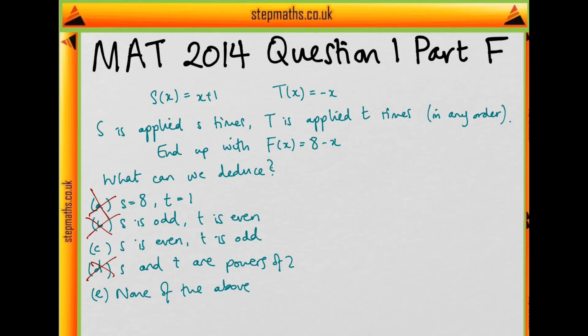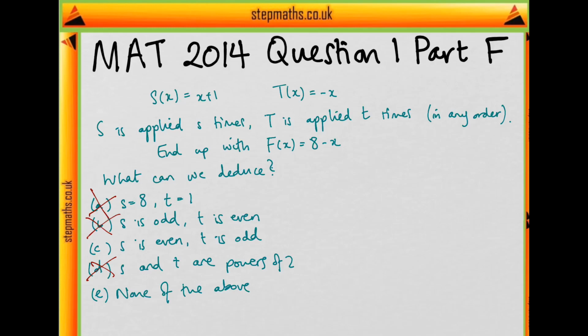So now we just need to know if we can deduce that s is even or not. If we can, then we're going to get that we can deduce c, and if we can't, then we have that we can't deduce any of the above. Well, it might be tempting immediately to say that yes, s must be even because we've got an 8, so we must have applied s 8 times to get 8 added on. But we can actually end up taking off as well.